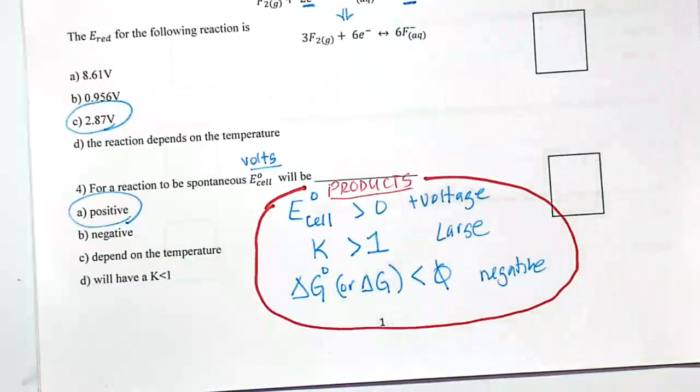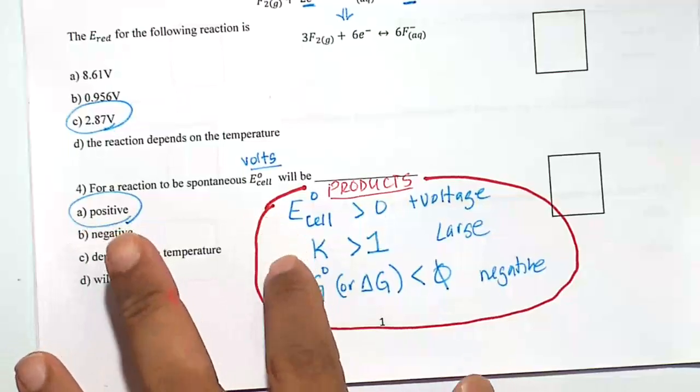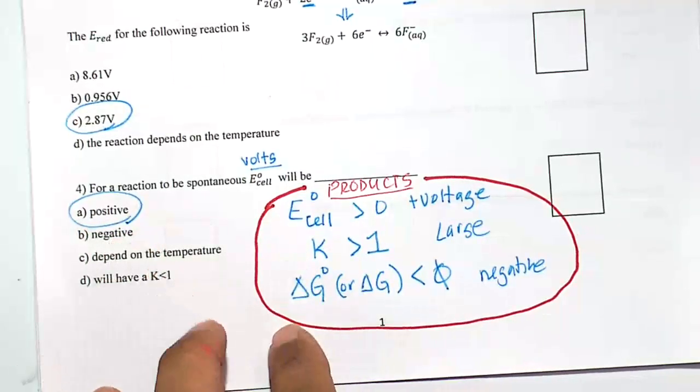All right, so make sure you remember those 3 things. This has to do with electrochemistry, this has to do with equilibrium, and this has to do with energetics.